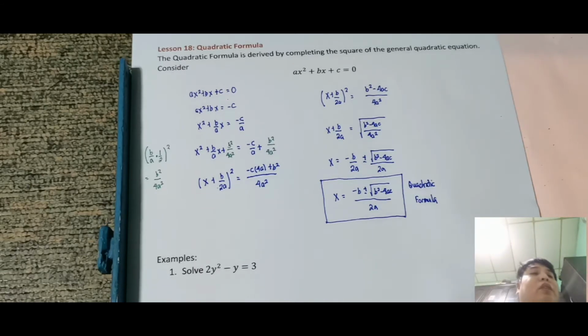Kung naalala nyo, doon sa last video, na-discuss ko na identify mo ano yung A, ano yung B, ano yung C. Yung A yung nasa second degree, naka-attach siya doon sa unknown natin na naka second degree, meaning doon sa x squared o sa mga ibang variable, basta naka-raise sa 2. Tapos yung B natin yung coefficient ng x natin. Then yung C natin yung constant mismo. So, ganun yung gagawin natin dito.